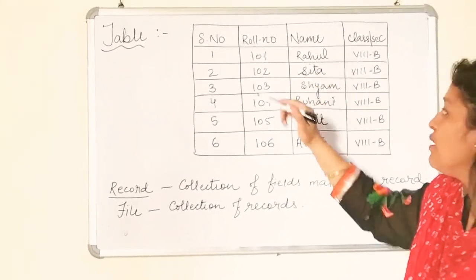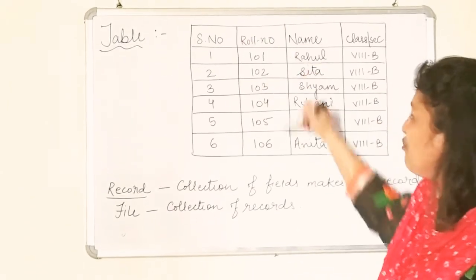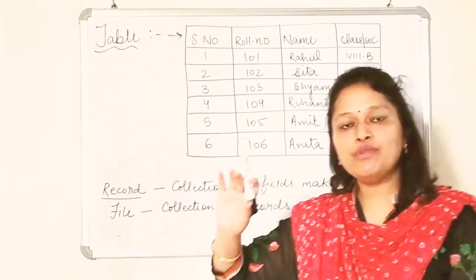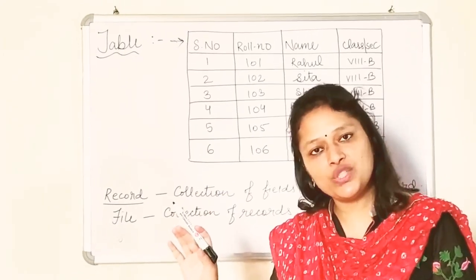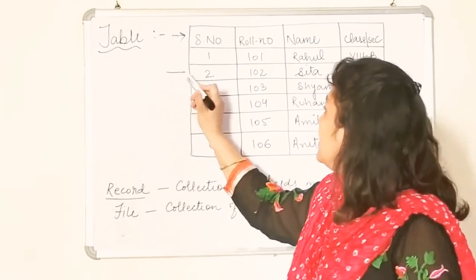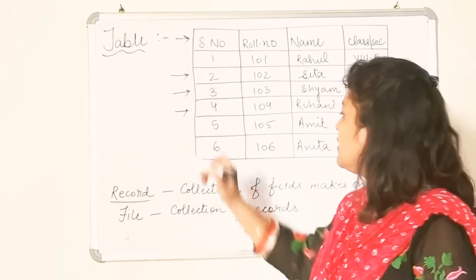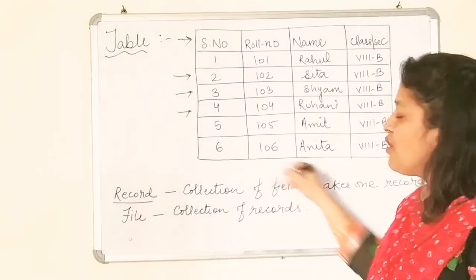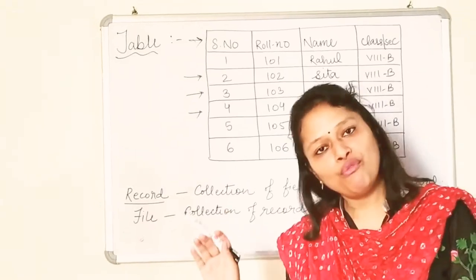Is that clear? I repeat, these are fields. These are field names. Field name should give idea about the data stored in that field. Now these are records. Collection of fields makes one record and collection of records makes one file.